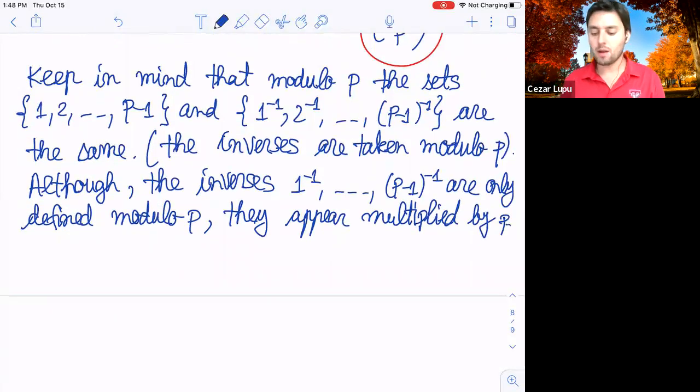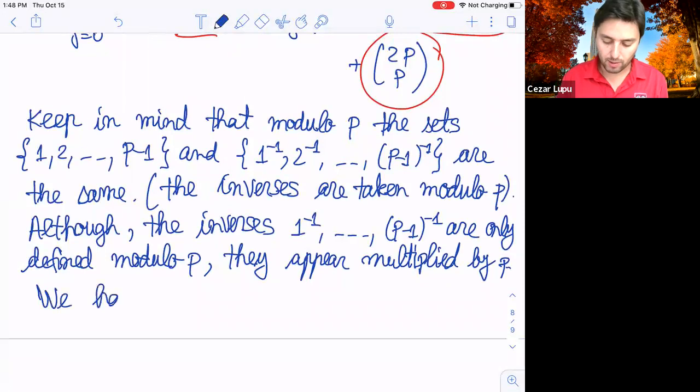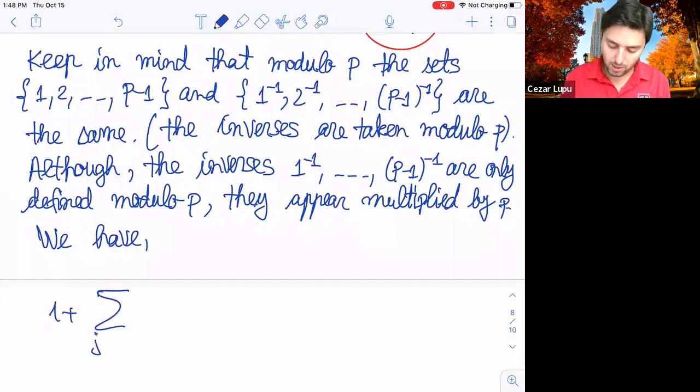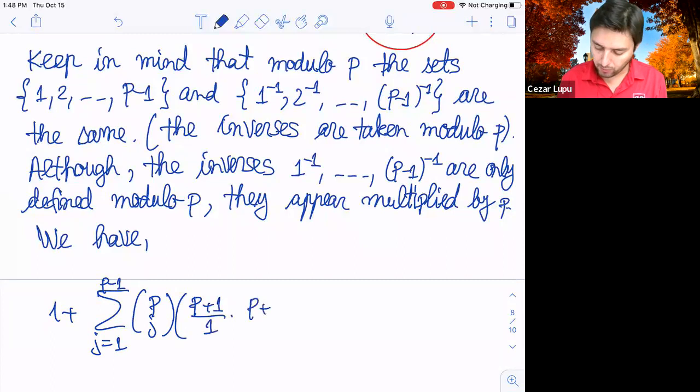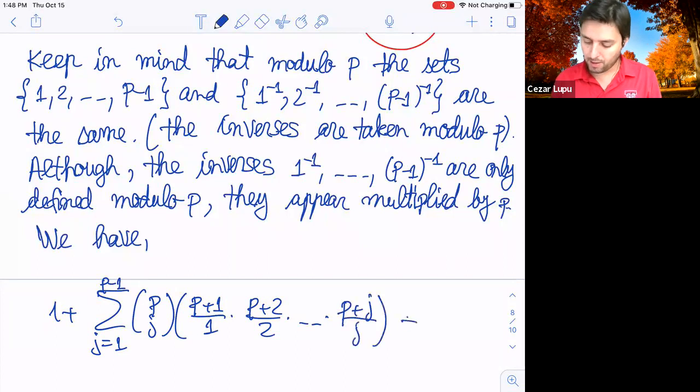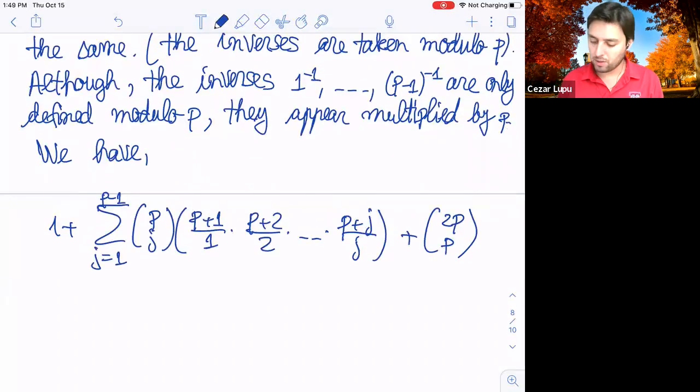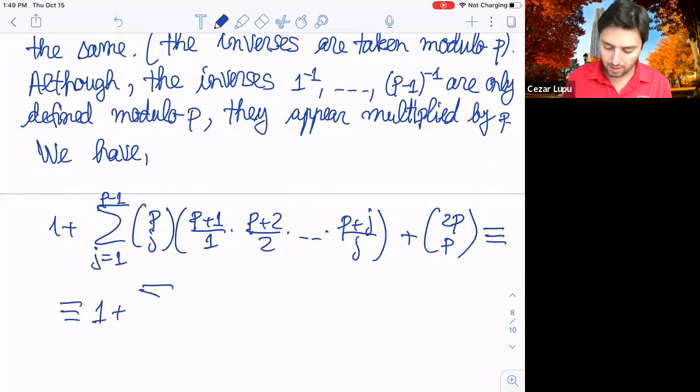Okay. And now finally, I can write that sum in the following way. So we have 1 plus this sum from j equals 1 all the way to P minus 1 of P choose j times, and I'm going to write this, P plus 1 over 1 times P plus 2 over 2 all the way to P plus j over j, plus this last term 2P choose P. This will be congruent, and I'm going to write it in this way. Since the set of 1 and the set of the inverses are the same, this will be not modulo P. This will be nothing else than just 1 plus the sum.